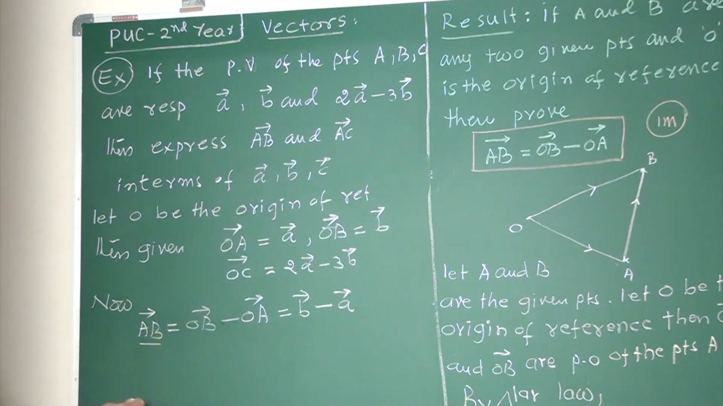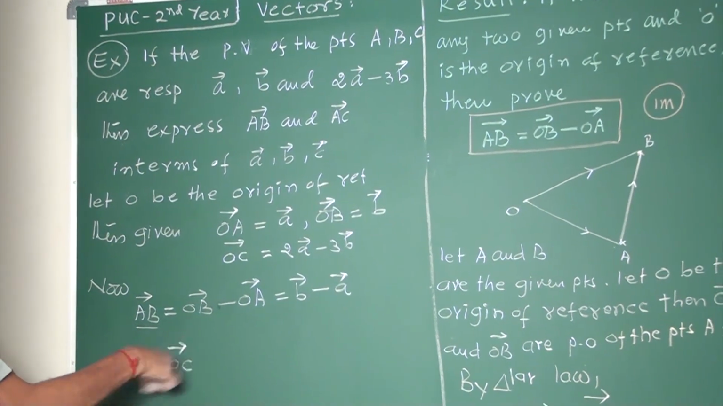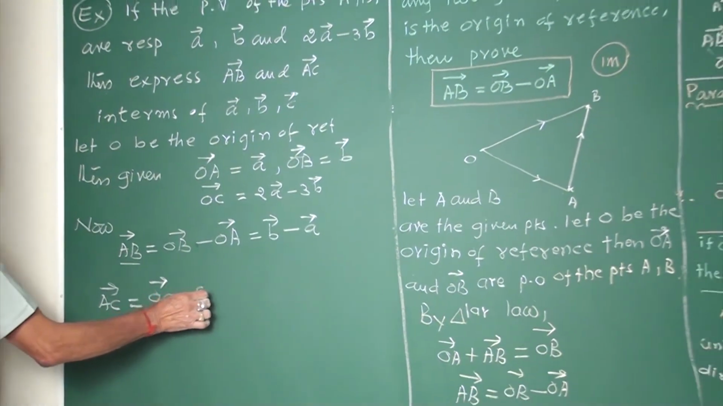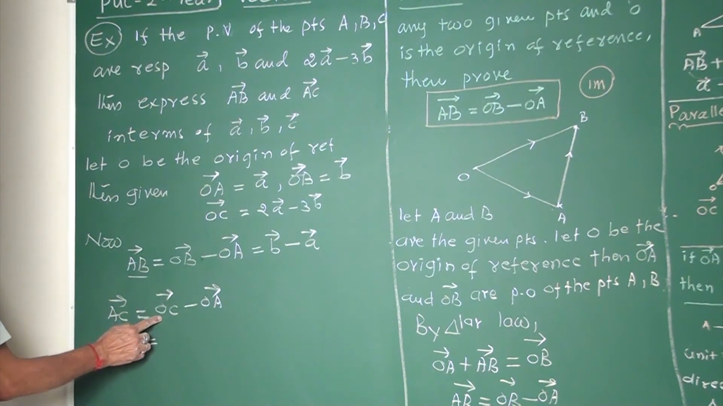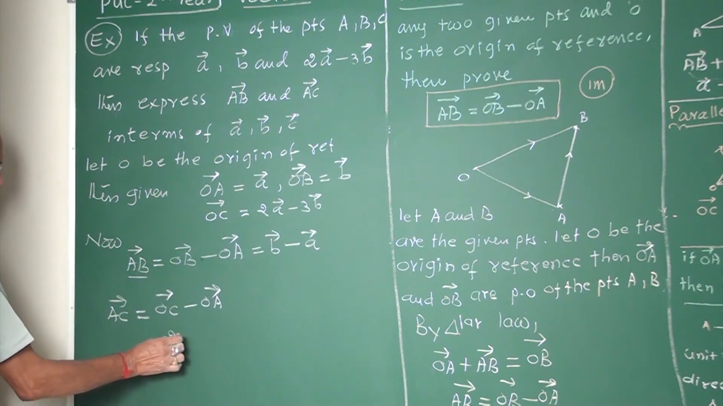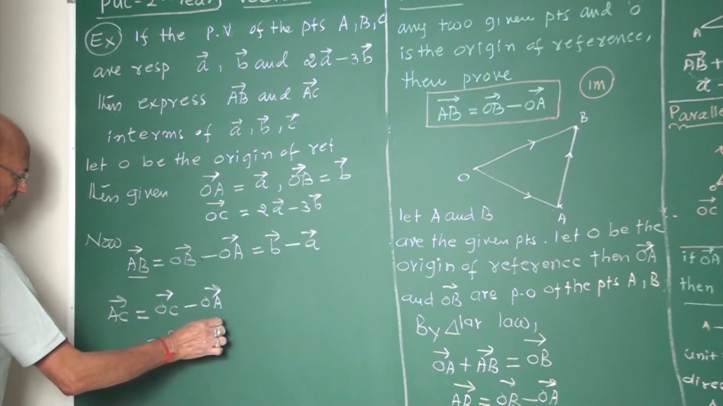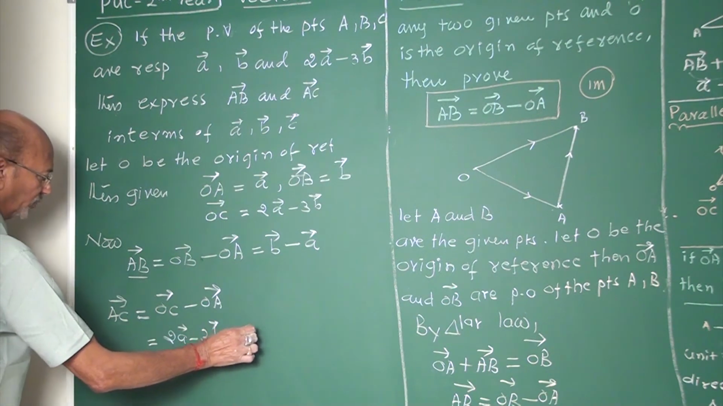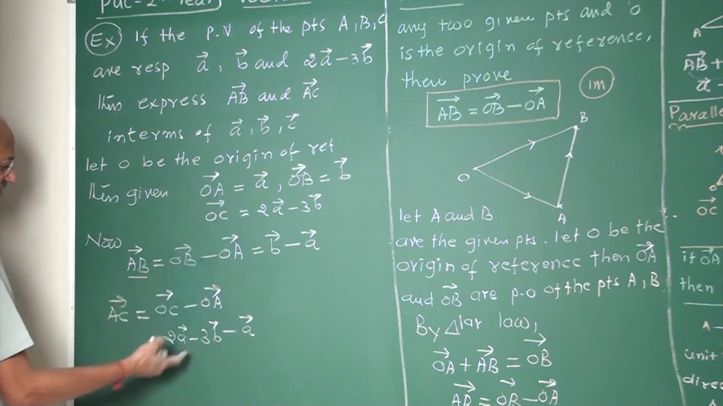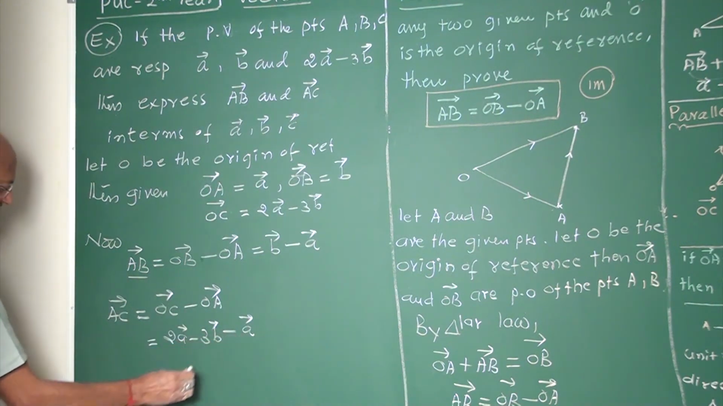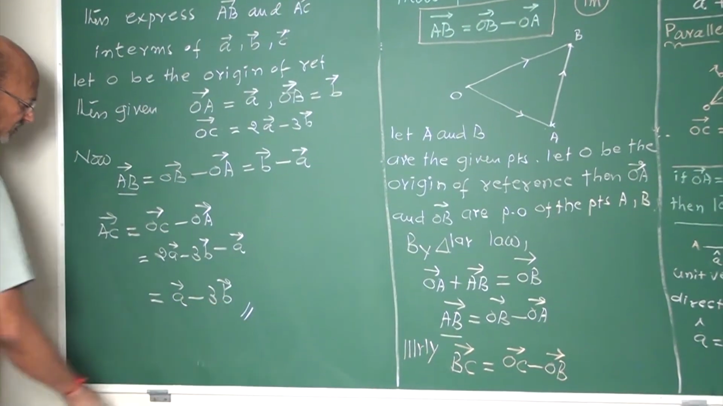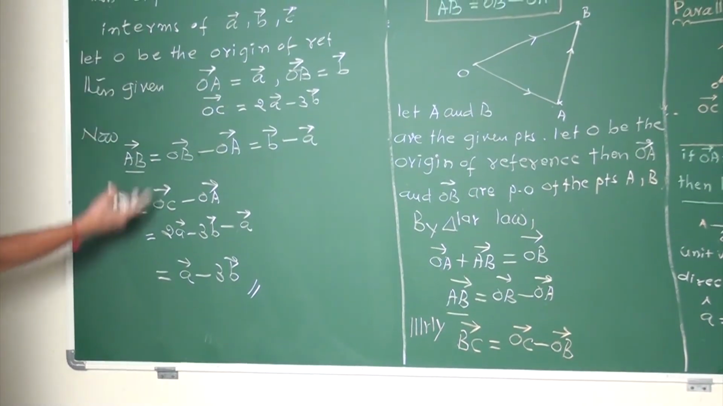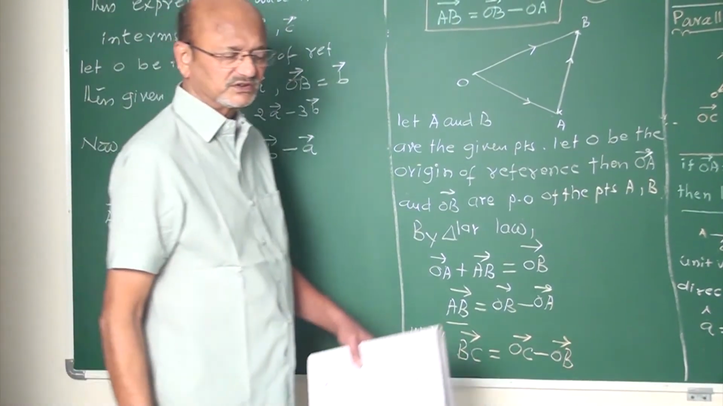Similarly, you wanted another, AC. Vector AC is position vector of the second point minus position vector of the first point A. Put the values. What is OC? 2A minus 3B. 2A minus 3B minus OA. What is OA? It is A. Simplify it: 2A minus A, vector A minus 3B. This is vector AC. Just one more question they may ask.